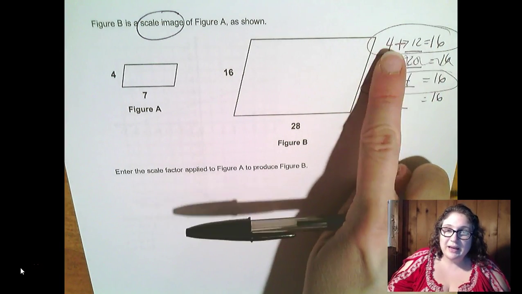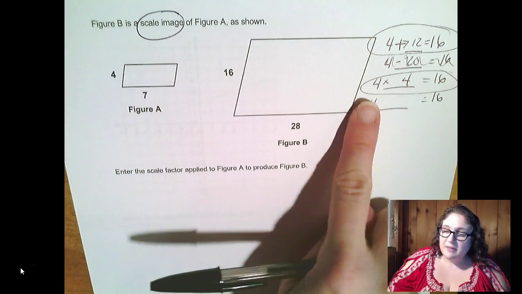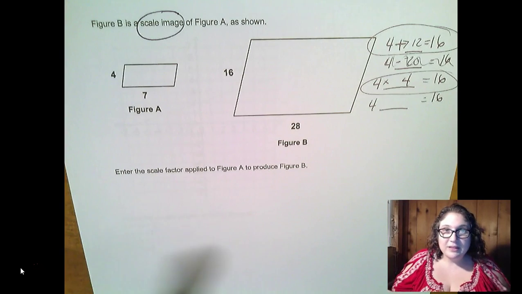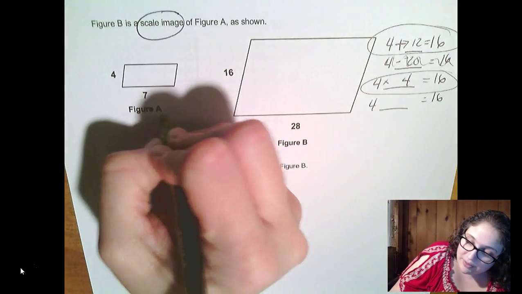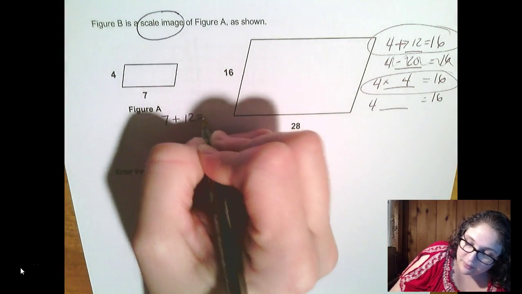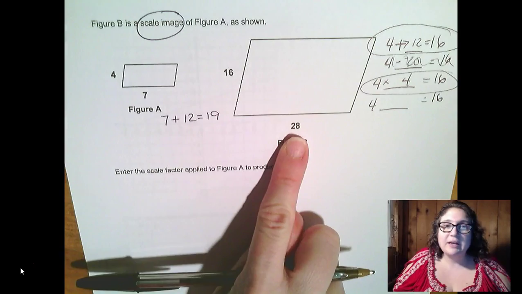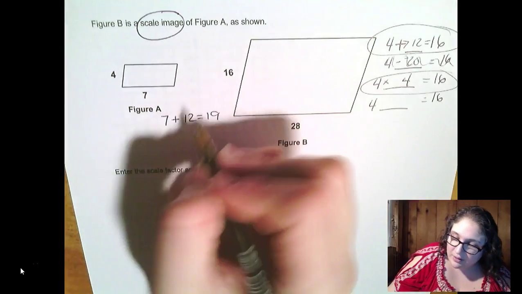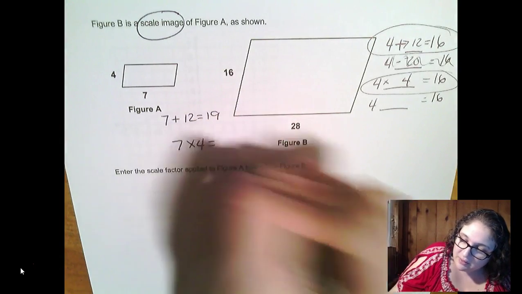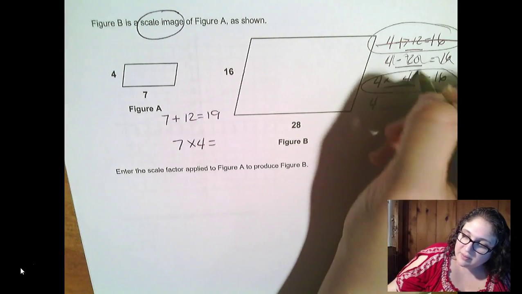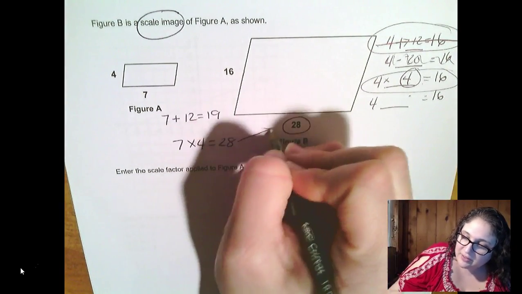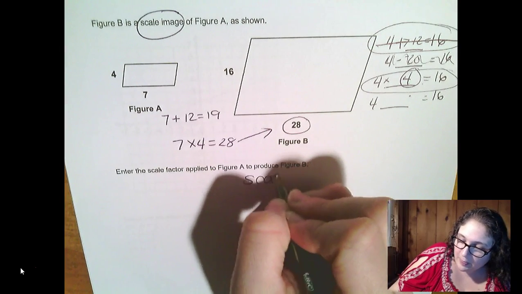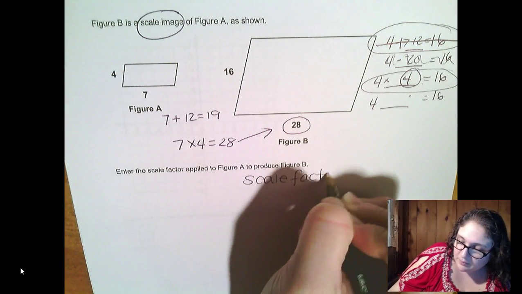The first one, I added 12 to get to 16. The second one, I multiplied by 4. Well, let's check with the 7. 7 plus 12 equals 19. Well, I'm trying to get 28, so that's not going to work. 7 times 4, because remember, here's our 4 here. 7 times 4 is 28, which is our answer, so our scale factor is 4.